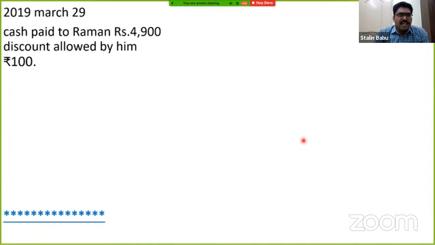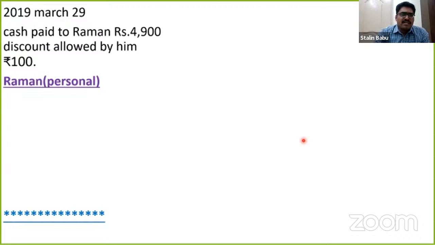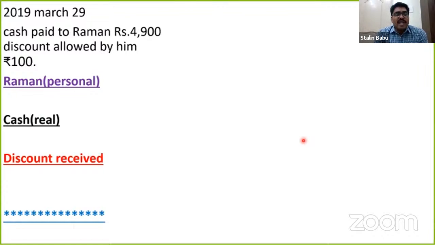2019 March 29, cash paid to Raman 4,900 and discount allowed by him 100. Here we are making payment to Raman, so three accounts are involved. Who is the receiver of the cash? Raman, a personal account. What is going out of the business? Cash. Discount allowed by him means he is allowing discount to us, so it is discount received. It is given in indirect speech, so we should understand the given transaction.